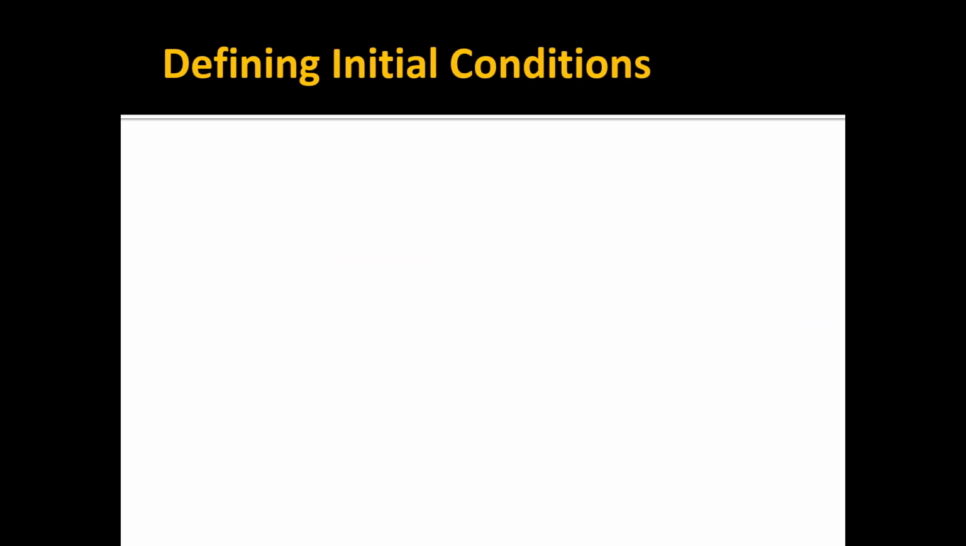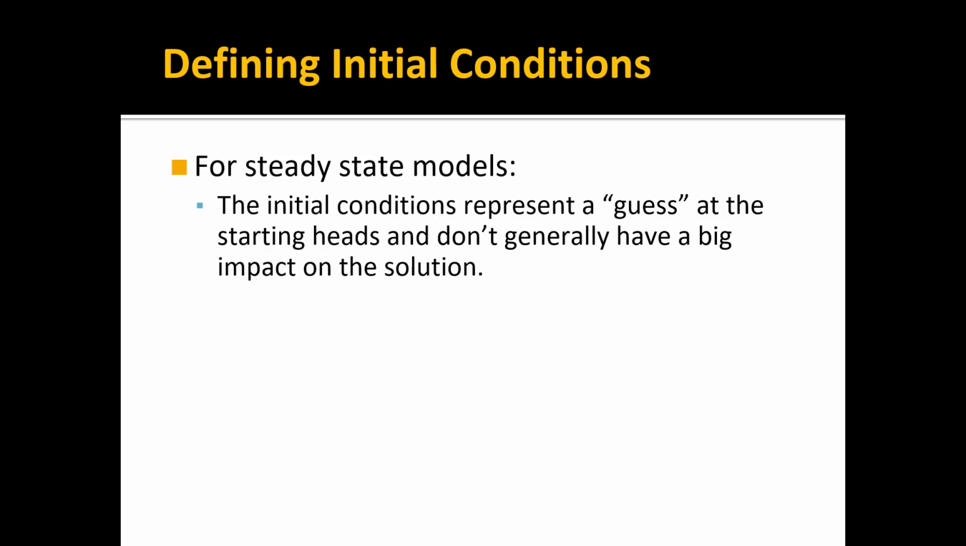Okay, now I want to talk about defining initial conditions. When we talk about initial conditions, we're talking about starting heads. And for a steady state model, as we discussed before, the initial condition represents a guess at the starting heads, and for most models, it doesn't matter that much what you use as long as you start out with your cells saturated. So the default in GMS is to have the starting head be equal to the grid top elevation. And most of the time, that gives you a stable solution. However, things are not that simple for transient models.